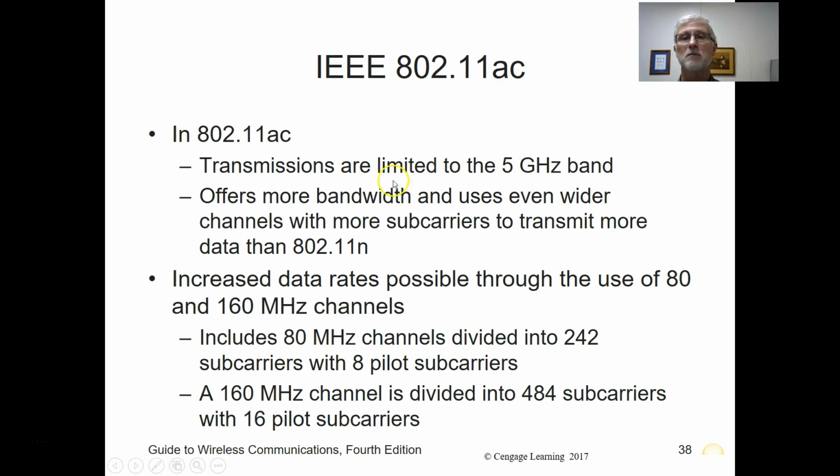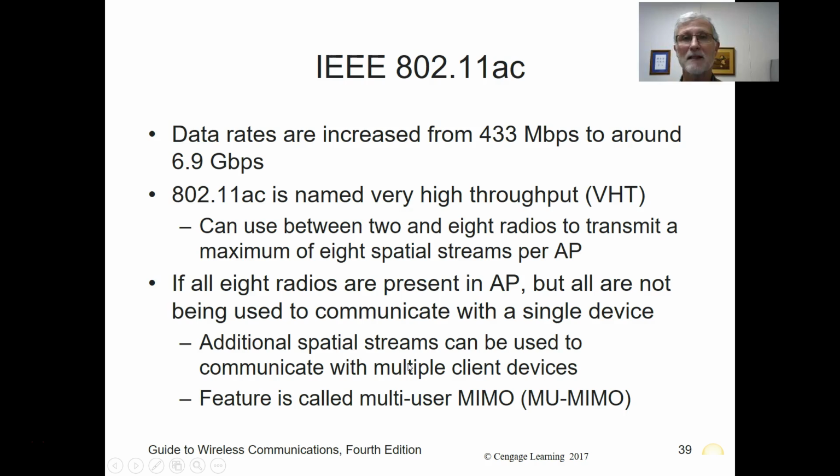Now it says I'm not splitting between 2.4 and 5. I've just taken 5. It uses more bandwidth, with even wider channels, but allows me more subcarriers to transmit more data. So now I'm using between 80 and 160 megahertz channels, but I've got a whole lot more subcarriers and some pilot subcarriers. So it allows me to increase my data rates from anywhere from 433 megabits to close to 6 gigabits.